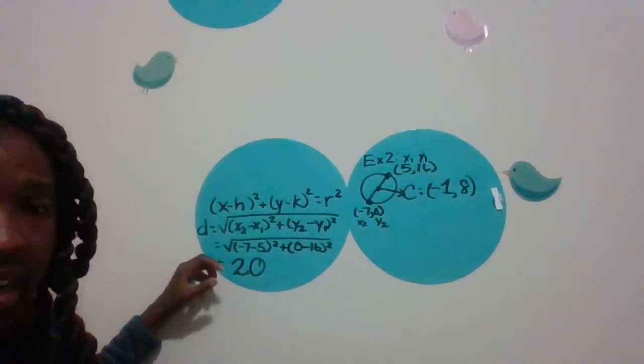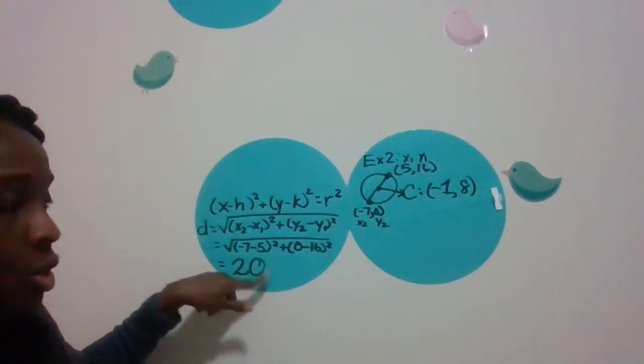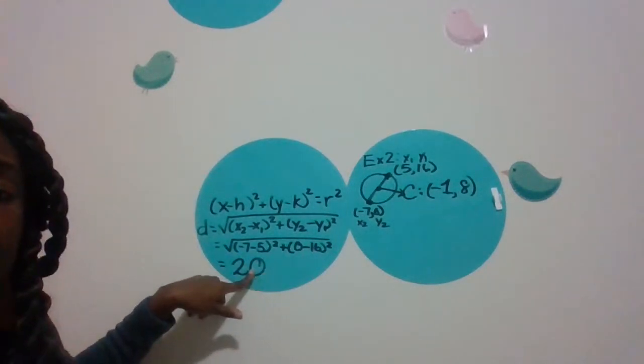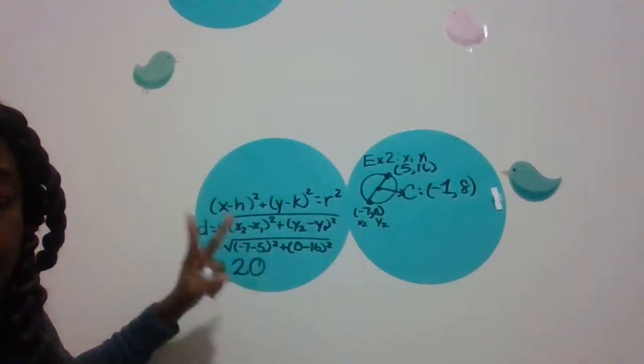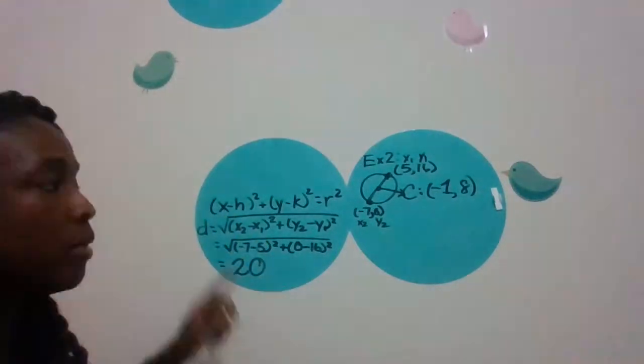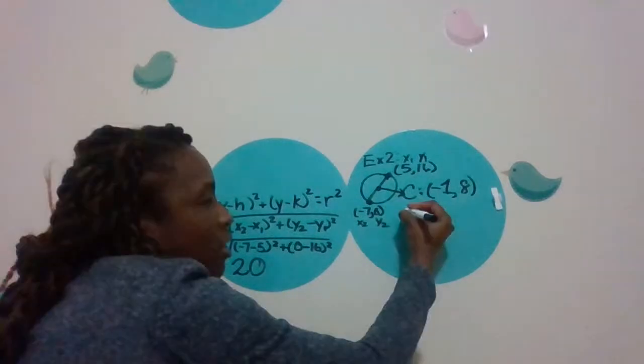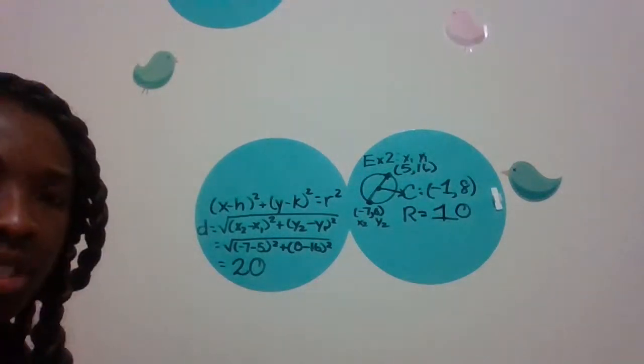But it wants us to find the radius. So you know the diameter here is 20. To find your radius, it's telling you take your diameter answer and divide it by 2. So we take our diameter and divide it by 2. We're going to find out the radius. Okay, any questions there?